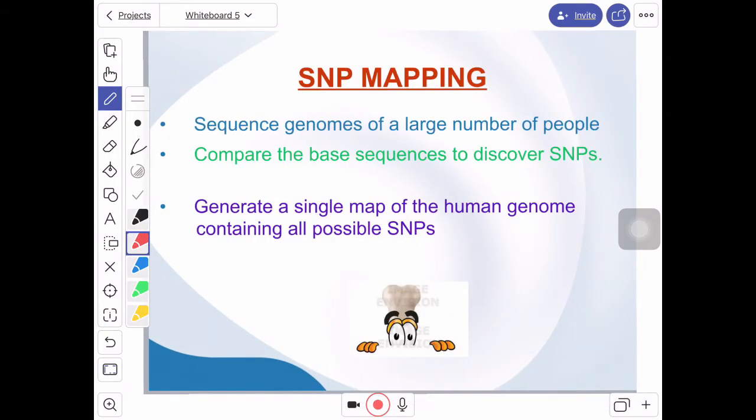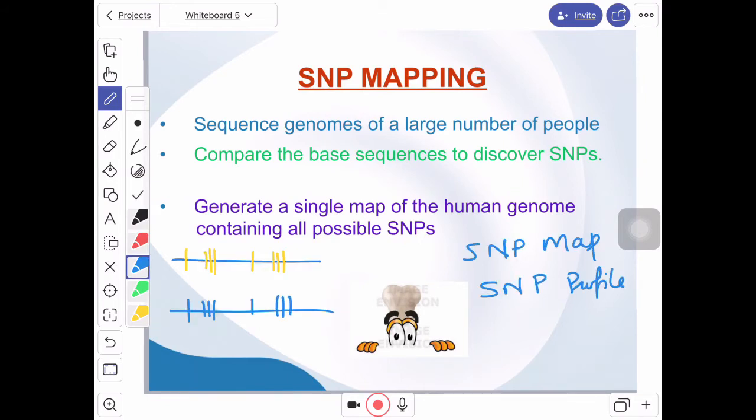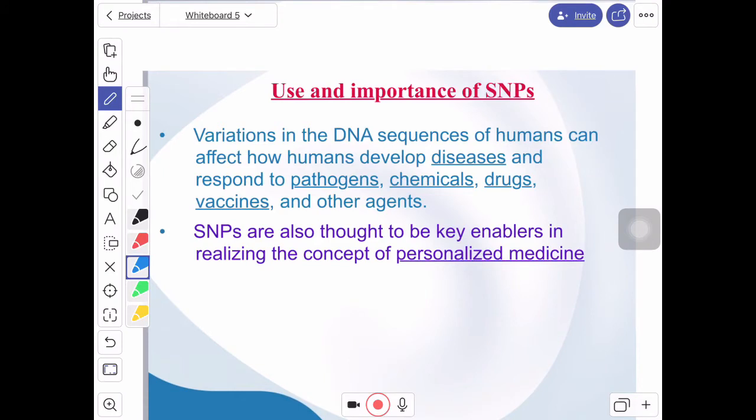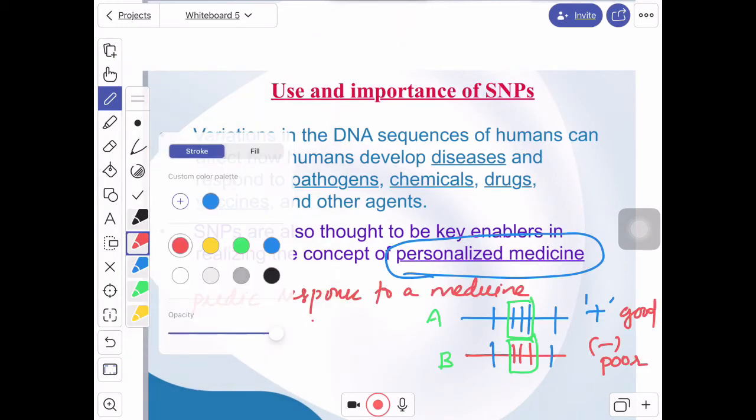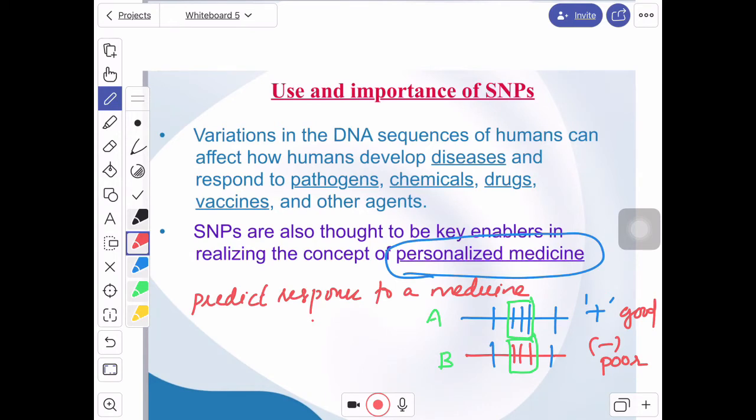We'll see what is SNP mapping. Through sequencing, we find the positions of SNPs located on an individual's genome. That is known as an SNP map or SNP profile. See, the SNPs are helpful in making personalized medicines. Now let us take this in detail. SNPs help in predicting response to a medicine. Here we are taking two SNP maps. You can see individual A and individual B. Both have SNP maps, and there are some differences between their SNPs, shown here.